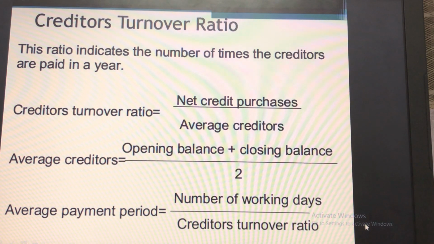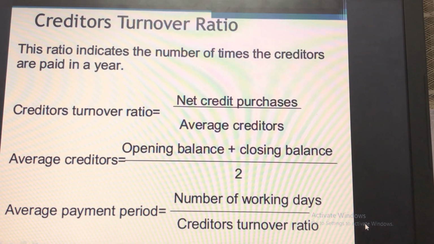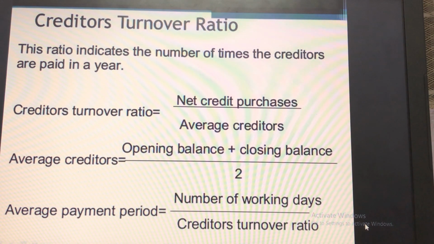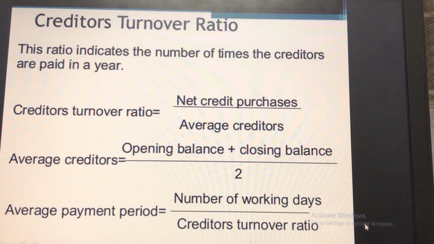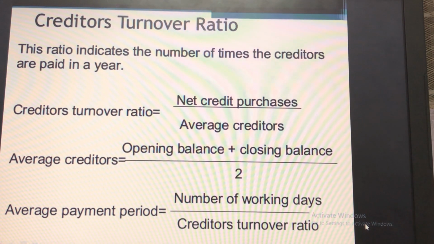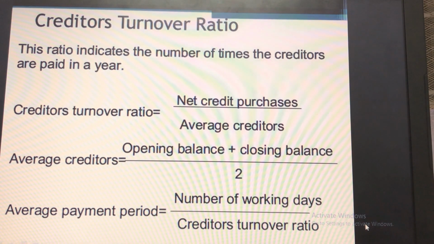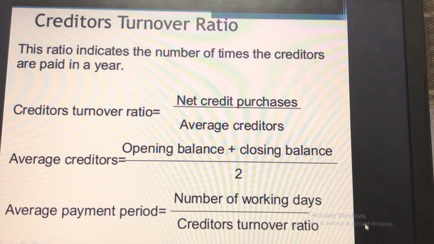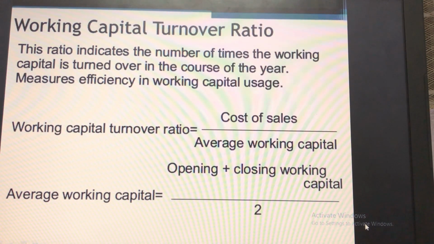Creditors turnover ratio. This ratio indicates the number of times the creditors are paid in the year. Creditors turnover ratio is equal to net credit purchases by average creditors. Net credit purchases is equal to total purchases minus credit purchases. Average creditors is equal to opening balance of the creditors plus closing balance of the creditors divided by 2. Average payment period is number of working days divided by creditors turnover ratio.